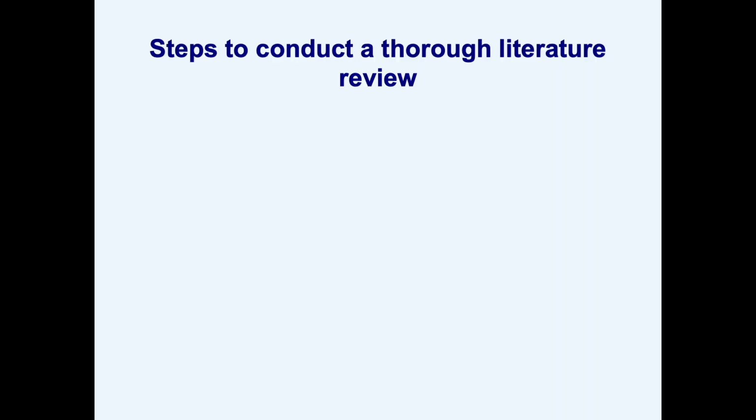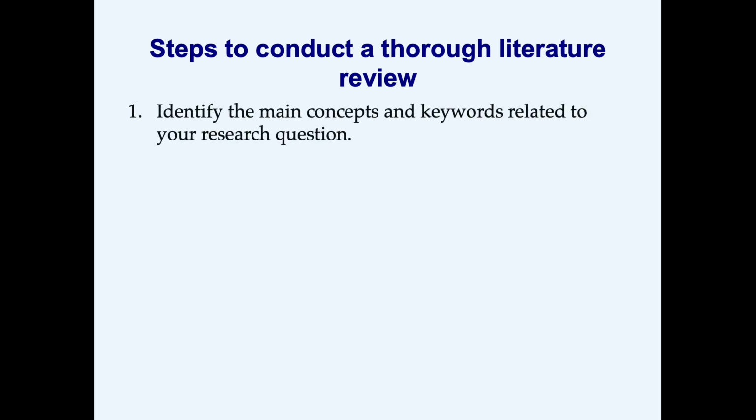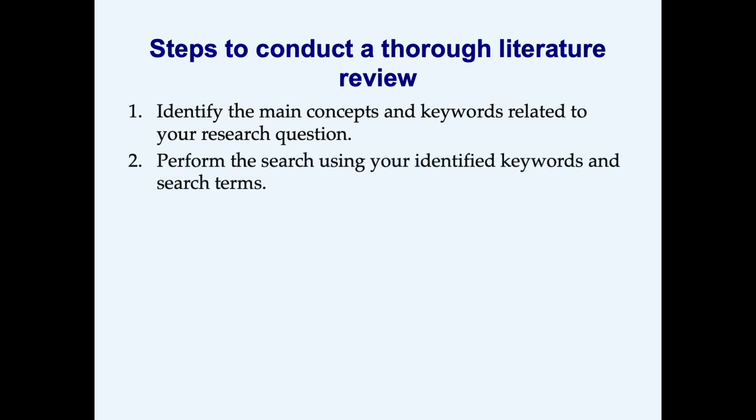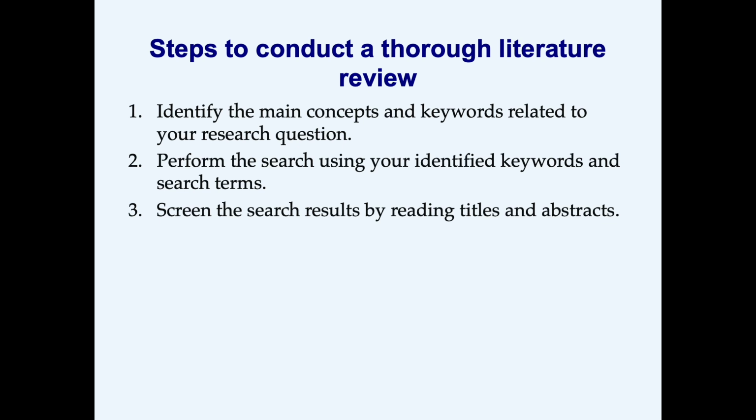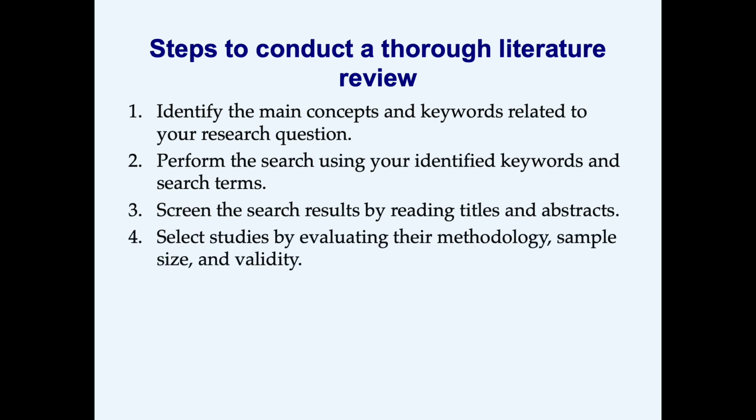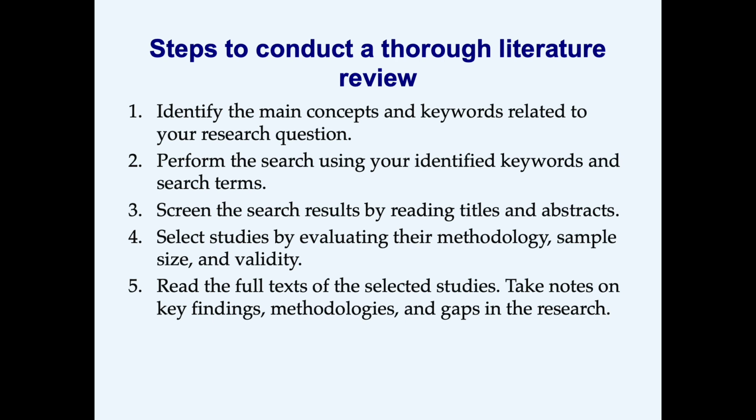Now coming to the steps to conduct a thorough literature review. First, we have to identify the main concepts and keywords, and with those keywords we can perform the search using different search engines like Google. Next, we have to screen the search results by reading titles and abstracts, and evaluate studies by their methodology, sample size and validity. We have to select different studies. Next, we go through the selected studies and take notes on key findings, methodologies, and gaps in the research. Lastly, we have to write the literature review with proper citation.